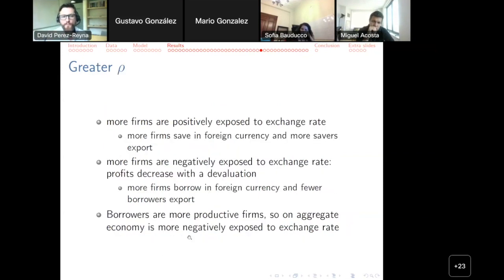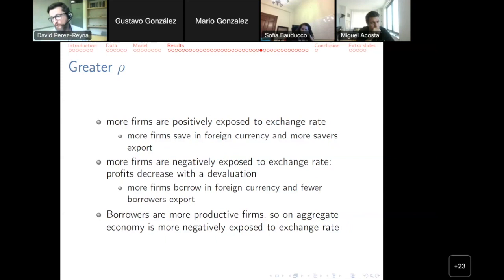So let me show you. Now what we're going to analyze is the aggregate exchange rate exposition of the economy when ROE changes. With a greater ROE, we're going to find more positively exposed firms, in the sense that more firms are saving in foreign currency. The reason is that a higher ROE means the interest rate to save in the domestic credit market is going to be lower. So more firms are finding it optimal to tap the international credit market. And also we're going to find that more savers export.